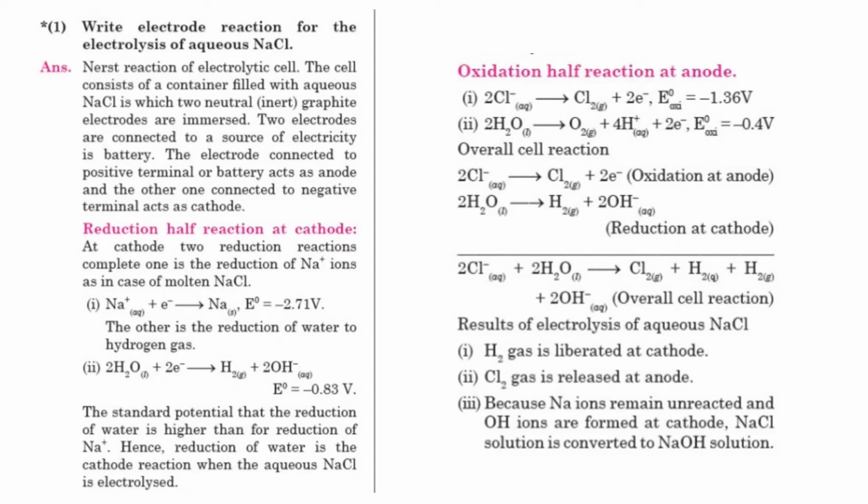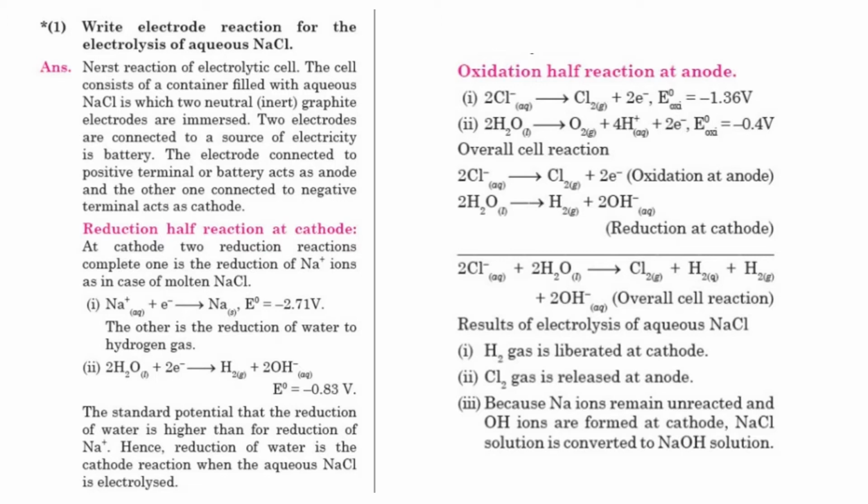Third question, write electrode reaction for the electrolysis of aqueous NaCl. The cell consists of a container filled with aqueous NaCl in which two neutral graphite electrodes are immersed. Two electrodes are connected to a source of electricity, that is battery. The electrode connected to positive terminal of battery acts as anode and the other one connected to negative terminal acts as cathode. Reduction half reaction takes place at the cathode. At cathode, two reduction reactions compete.